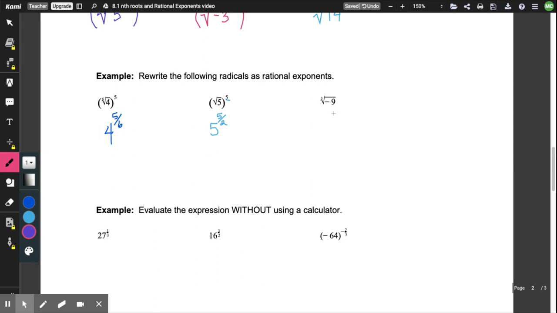My third one on there, I've got the 3rd root of -9. So -9 is my base. I'm going to put it in parentheses because the negative needs to be affected also. The power is the numerator. There's no power written there, so I know that it's understood to be a 1. And then the denominator is the index from my radical, so that would be a 3.